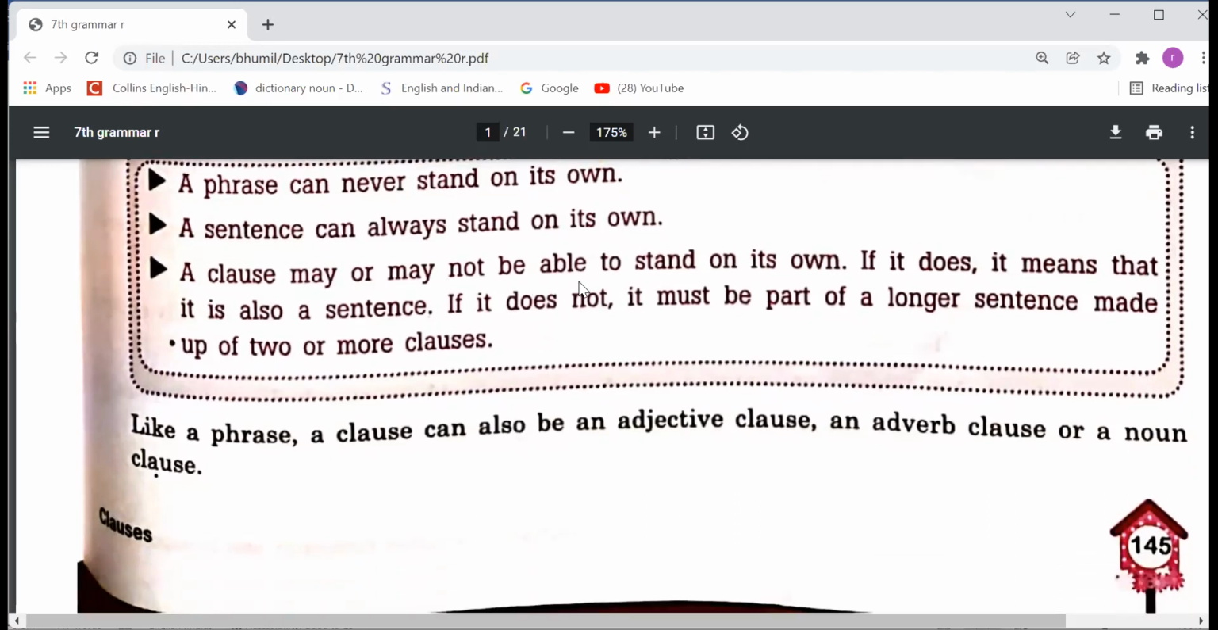A clause may or may not be able to stand on its own. If it does, it means that it is also a sentence. Sometimes we can give the complete meaning with one clause, sometimes we can't. So it is a part of a sentence. If it does not, it must be part of a longer sentence made up of two or more clauses. अगर वो पूरा मीनिंग कंप्लीट नहीं करते, तो उसका मतलब है कि वो क्लॉज़ किसी सेंटेंस का पार्ट है, उसको पूरा करने के लिए, मीनिंग को पूरा कन्वे करने के लिए हमें कोई और क्लॉज़ की जरूरत होती है, उसमें लिखनी पड़ेगी या बोलनी पड़ेगी, राइट?